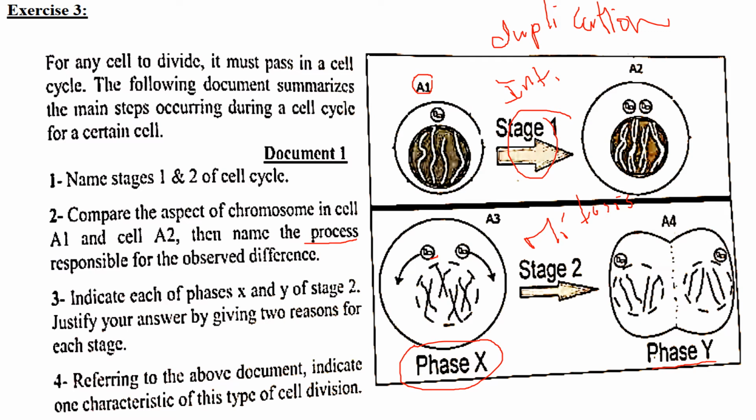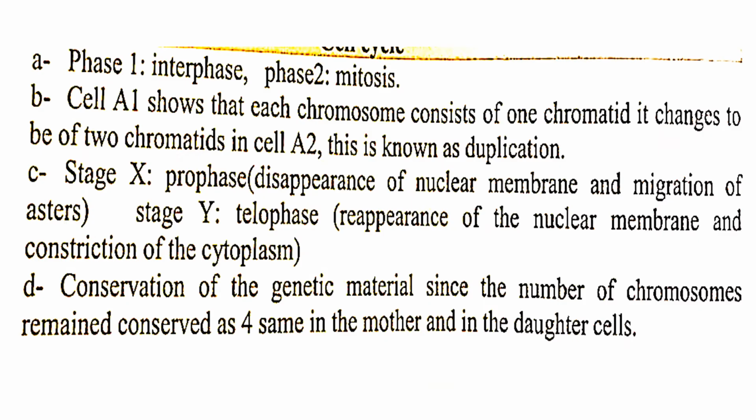Refer to the above document. Indicate one characteristic of this type of division. The characteristic here is that mitosis conserves the genetic information. This is one of the characteristics of mitosis: it does not change the genetic information in the mother cell and in the two daughter cells. These are the answers presented. I will be sending them as a PDF so that you can write them in your copybooks if you want.